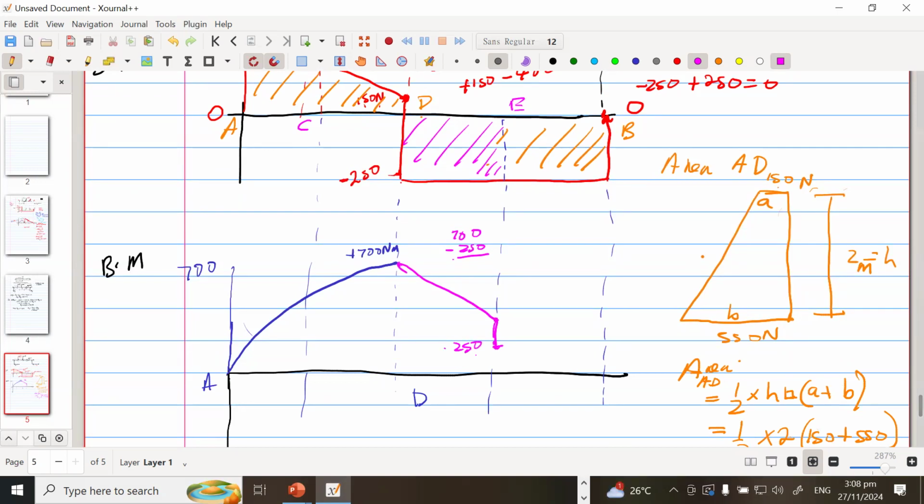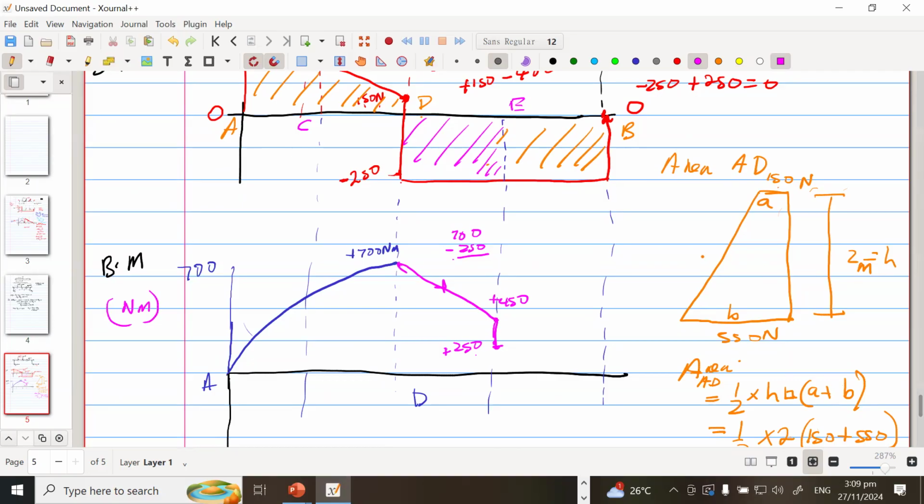Up here was 450 positive, but remember, it is declining. That's one thing you need to remember, it's declining. So it declined back down to 250. And remember, these are all what? Newton meter. That's the unit, so you'll have to put the unit in there.